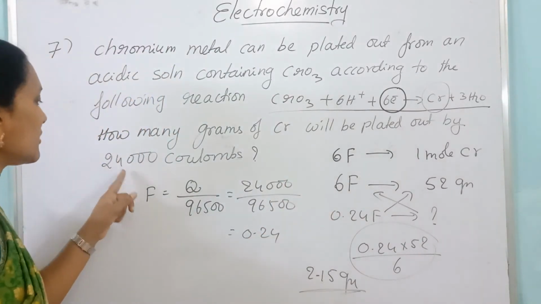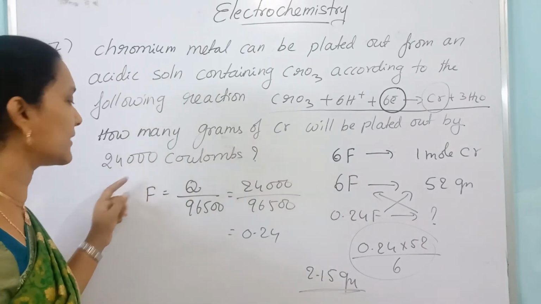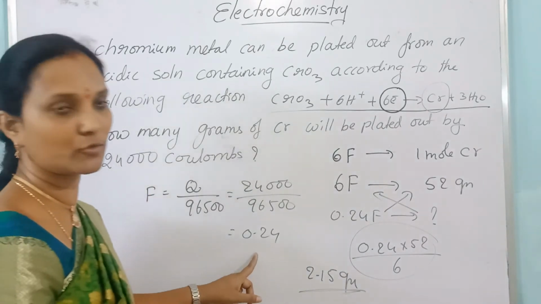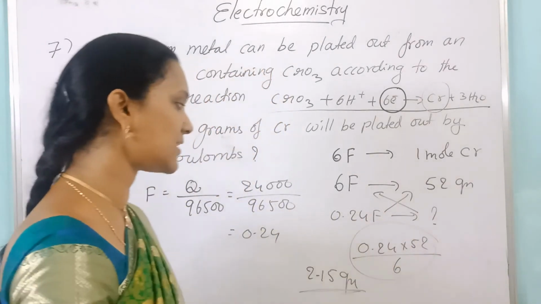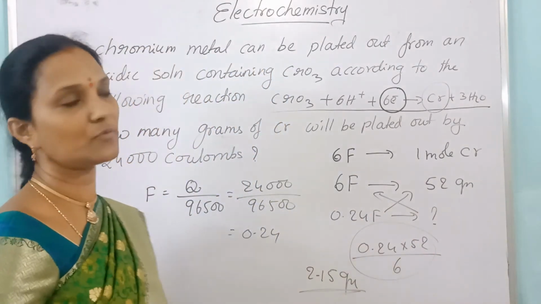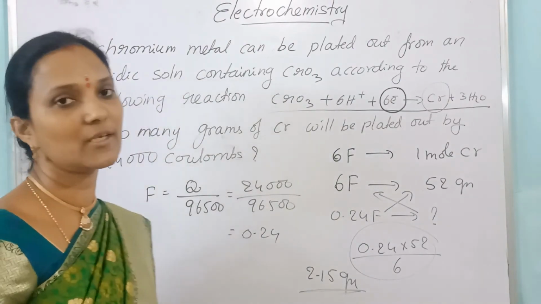Okay. Now here 24,000 coulombs is given. Convert into Faradays: 0.24 Faradays. Now 0.24 Faradays deposits how much amount of substance? So what we are getting is 2.15. Okay. So now come to the next problem.